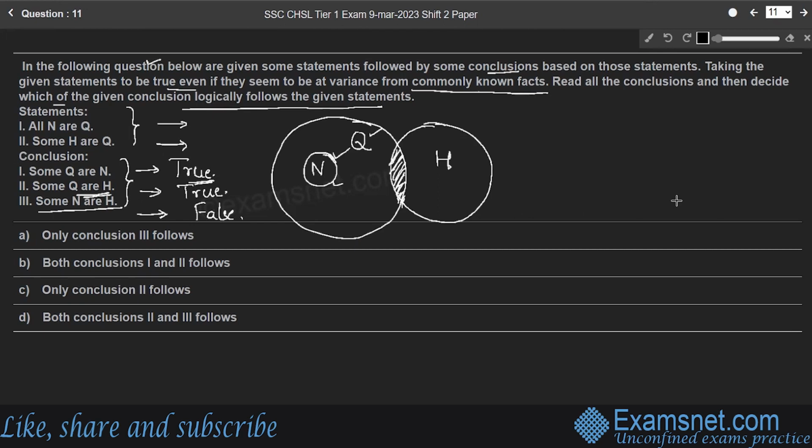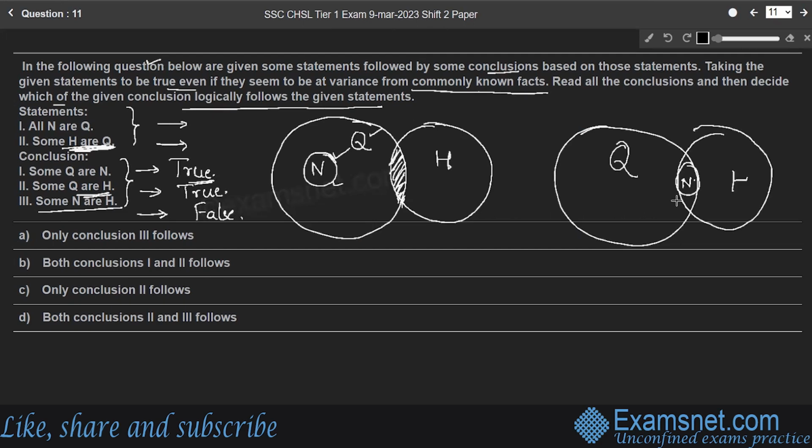It is possible in this case. Just imagine a portion of n is here, in set q. All n are q, so this condition is satisfied. Whereas some h are q. Consider the second statement, some h are q, just include set h here. So in this case, the third conclusion, some n are h, will be correct.